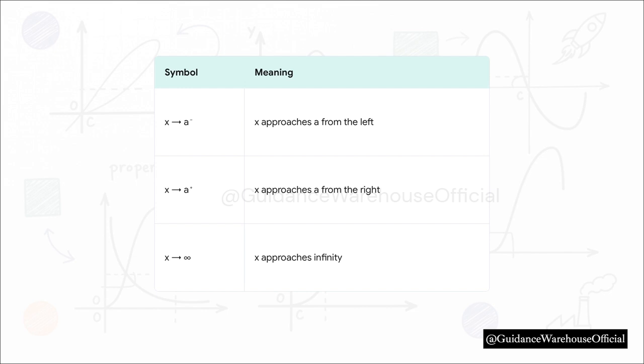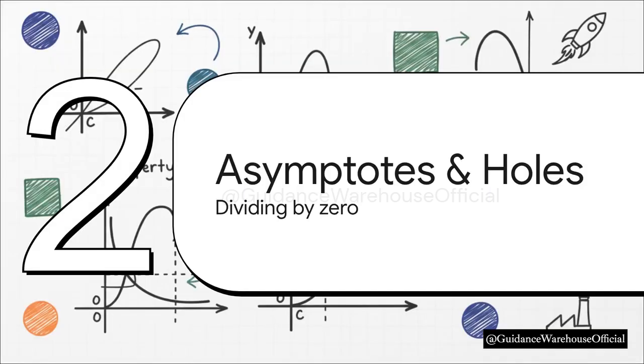An x with an arrow pointing to an a with a negative sign means x is approaching a value from the left. If it points to a positive sign, it's approaching from the right. And an arrow pointing to the infinity symbol, that means our value is just increasing without bound. This notation is absolutely crucial as we map out the edges of our graphs. Moving on to Section 3.